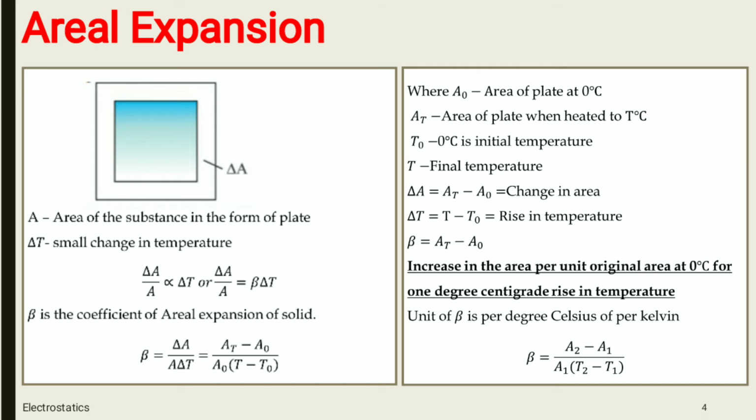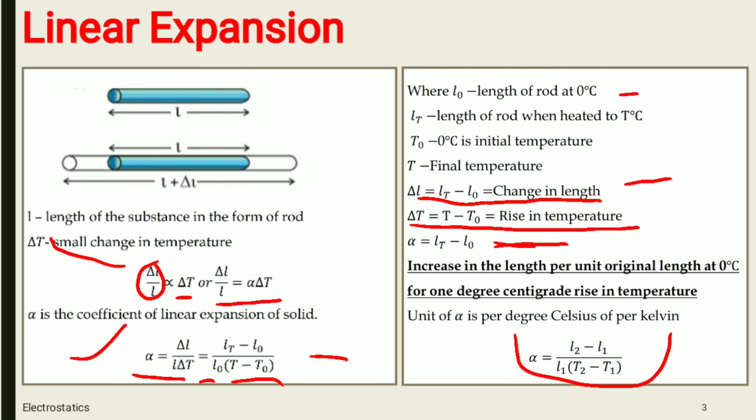As you can see here in the figure, there is one plate which is having surface area A, that is the blue square. And after increasing the temperature of the plate, delta A, the other bigger circle, is the change in the area of the plate. So here A is the area of the substance in the form of a plate.